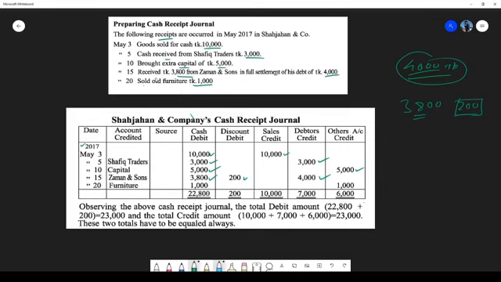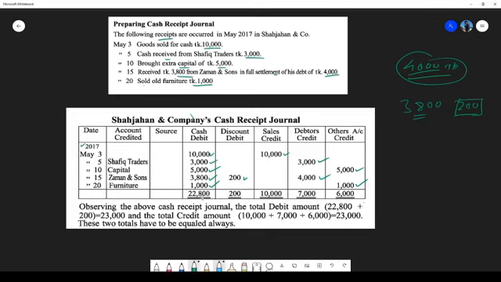The final thing, sold old furniture for 1,000 taka. So furniture, you received 1,000 taka. That's on May 20th, 1,000 taka, and the account that has to be credited, other account credit, that is your asset account. You're losing your asset for 1,000 taka. So 1,000 taka credit here. So see, now you do the calculation.